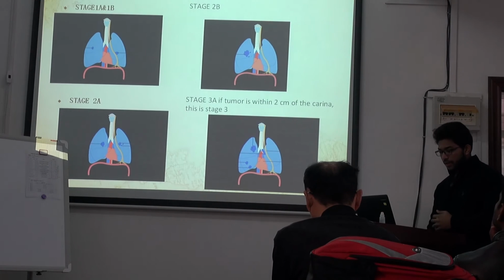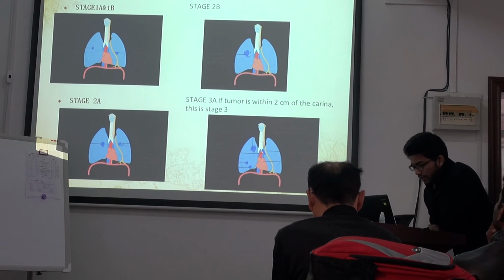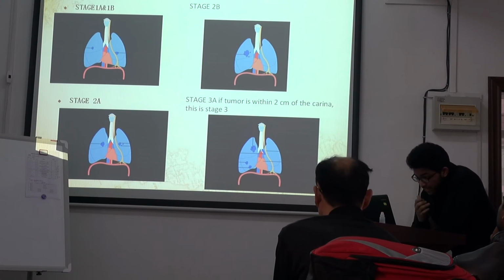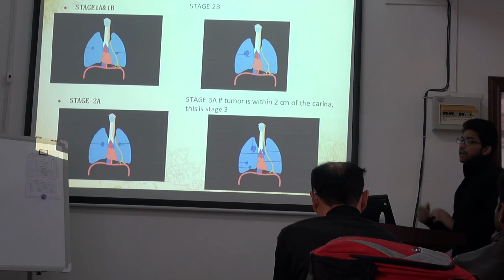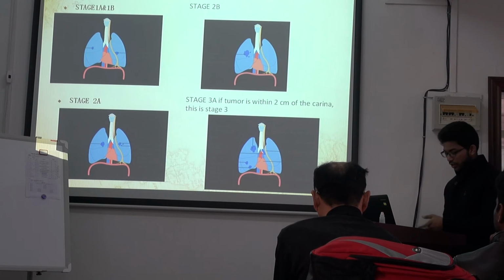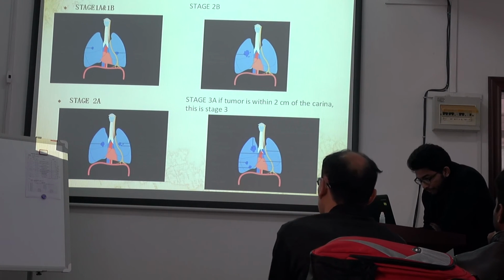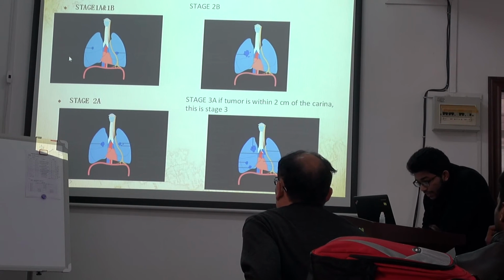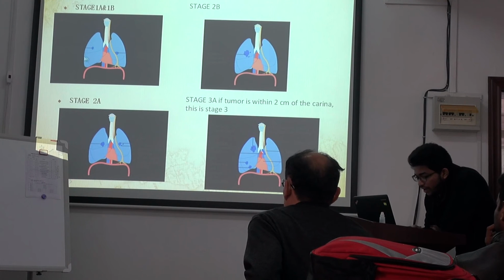And this is the main thing we have to deal with. There are the stages of lung cancer. Okay, there are 4 stages. Each stage is divided into A and B: 1A, 1B, 2A, 2B. So let's see each and every one. Stage 1A and 1B. In stage 1A, the cancer size is up to 3 centimeters. Okay, and in stage 1B, the cancer size is up to 5 centimeters.